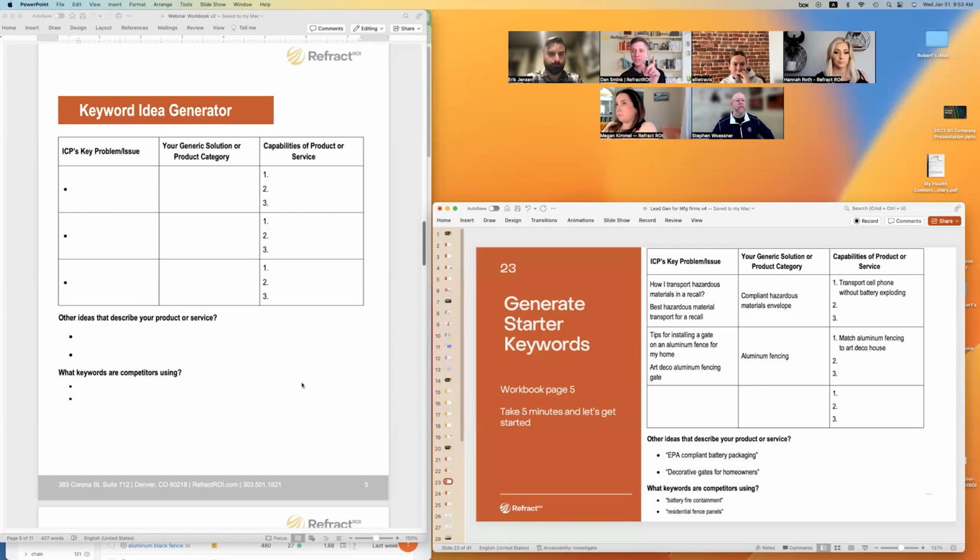So going back to the ICP, think of the key problem or issue. That goes in the first column on the left, then your solution goes in the middle, and the capabilities of your solution go on the right. Okay, so let's take a couple of minutes and do that. Okay, I'm going to set the timer for 3 minutes, Dan, and if people need more time, we can give them more time. Okay.